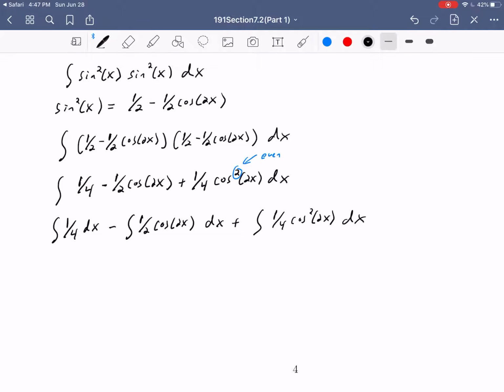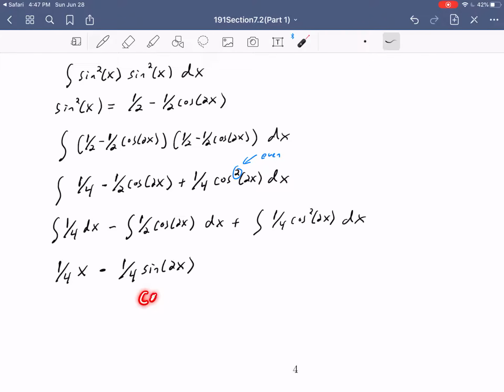So let's handle all the pieces we know how to handle before looking at this one. So this should become 1/4 x. The integral of cosine we know is going to be sine, but since we have that 2x, we get an extra factor of 1/2. That's that linear substitution. I'm not going to write out that u-sub now. So minus 1/4 sine 2x.